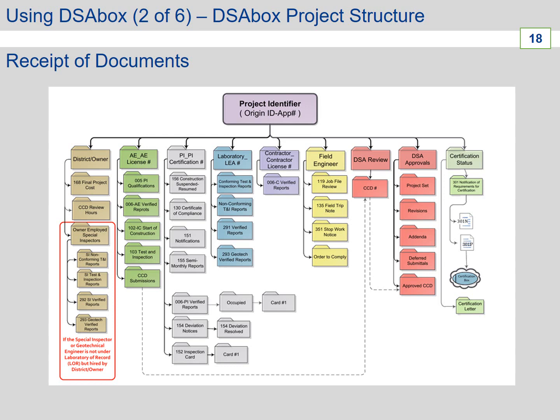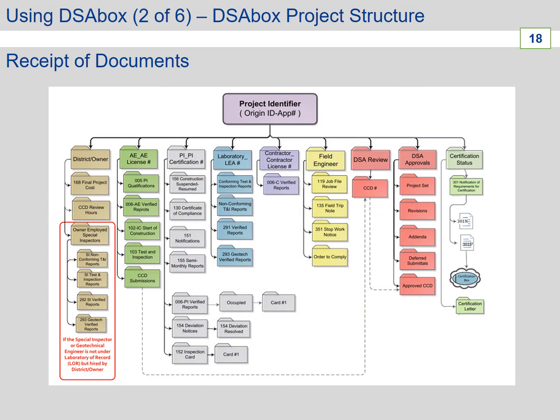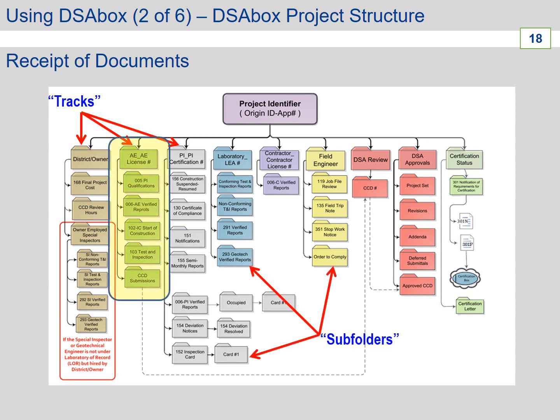The project folder structure for DSA Box is set up by DSA for receipt of documents, as illustrated in this diagram, and is generated based on the information provided by the design professional on the DSA 102IC form. The main collaborator folders are referred to as tracks, and each track contains a variety of subfolders where specific documents or files are uploaded by authorized team collaborators.